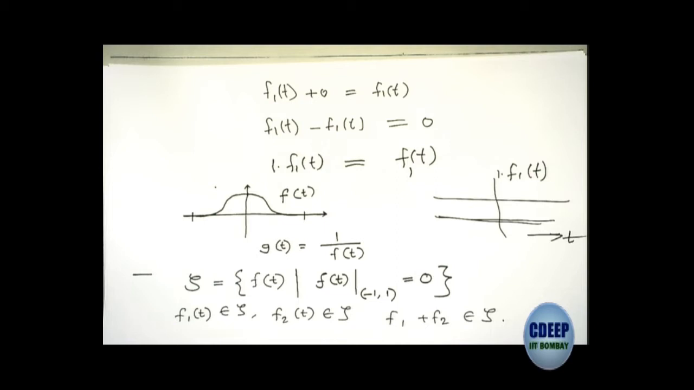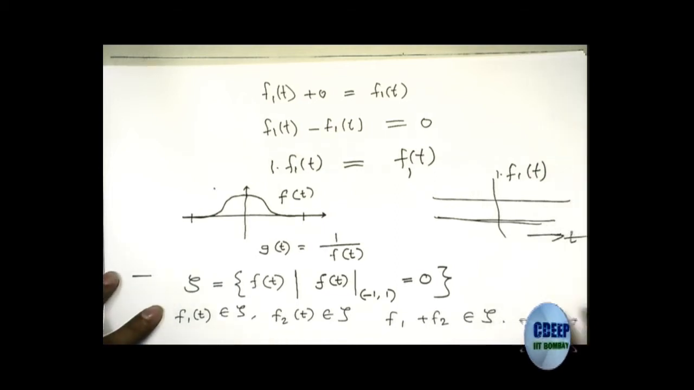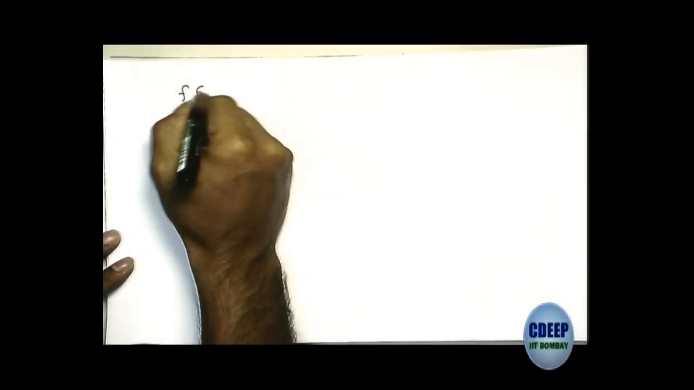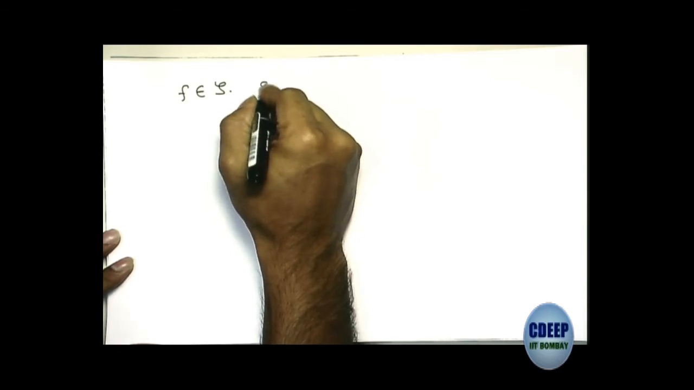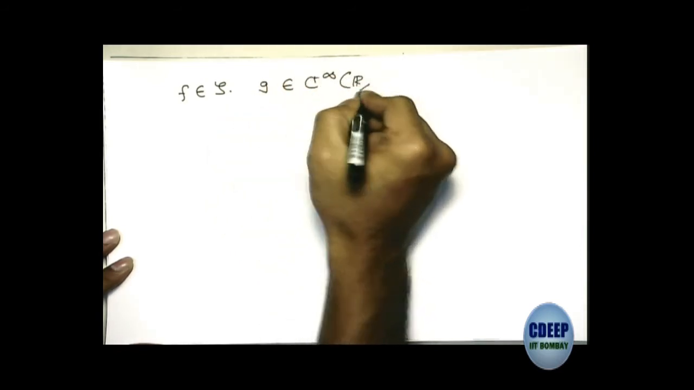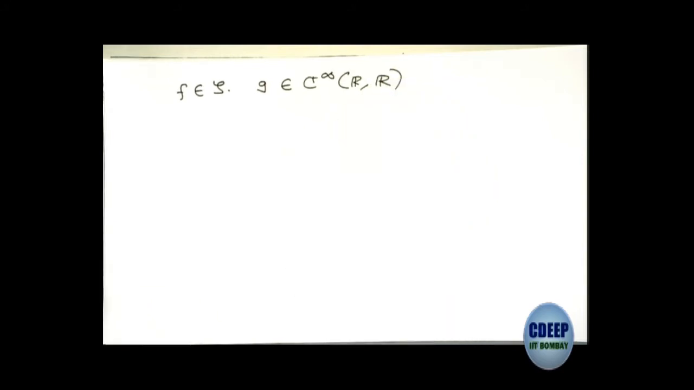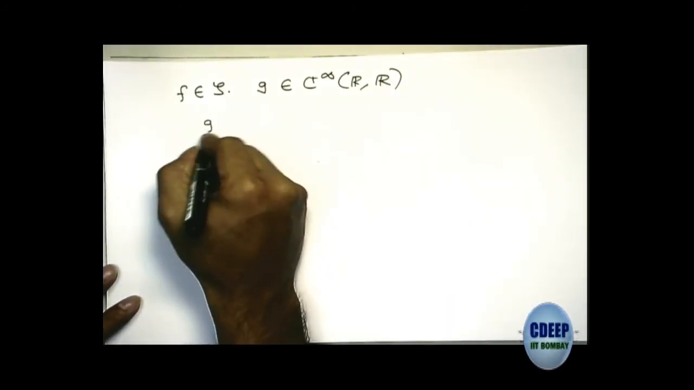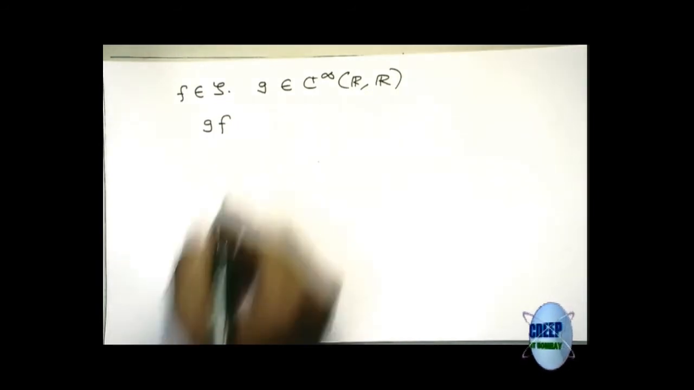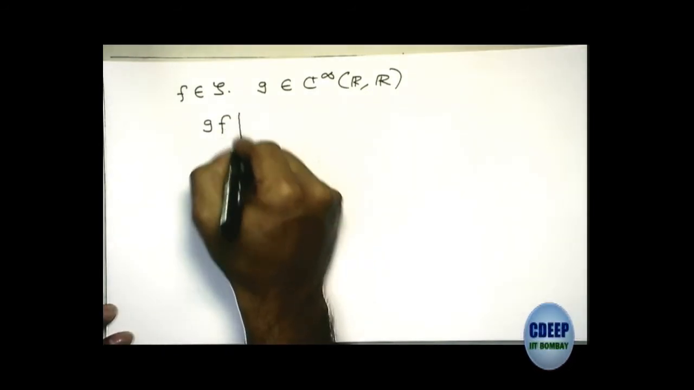Now, suppose I take an arbitrary f in S and an arbitrary g in the set of all smooth functions, and then I do g times f. What happens to this function when it is evaluated on this interval?